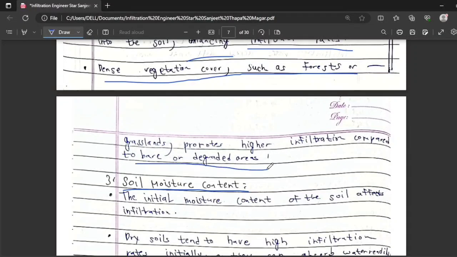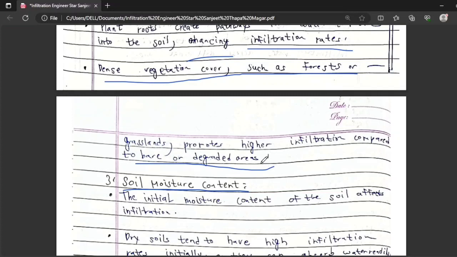Bare land means the land which does not have vegetation, or degraded areas. Degraded means the area is degraded by many reasons like lack of rainfall, lack of organic materials, due to volcanic eruption, etc.